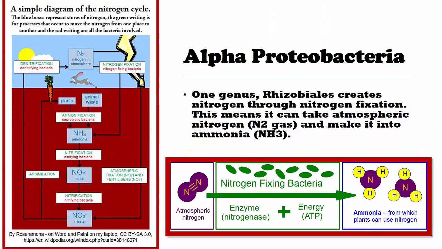One genus, the Rhizobialis, creates nitrogen through the process of nitrogen fixation. Nitrogen fixation is the process by which the bacteria is able to take atmospheric nitrogen, which is nitrogen gas, and turn it into ammonia.